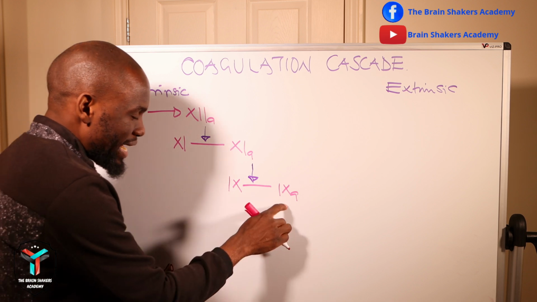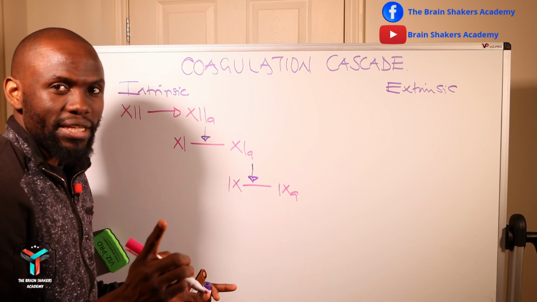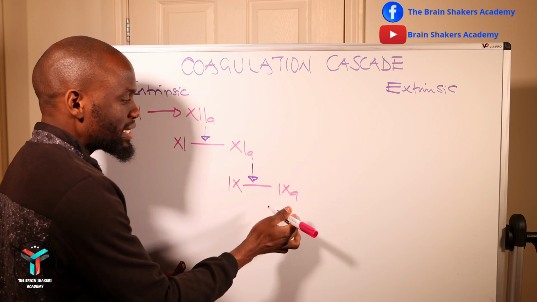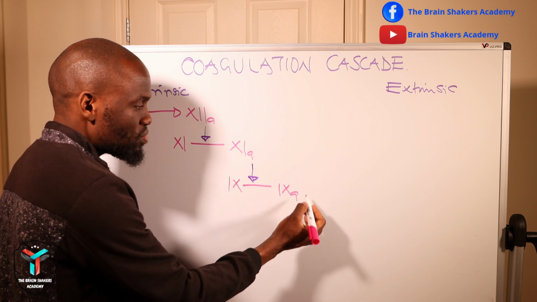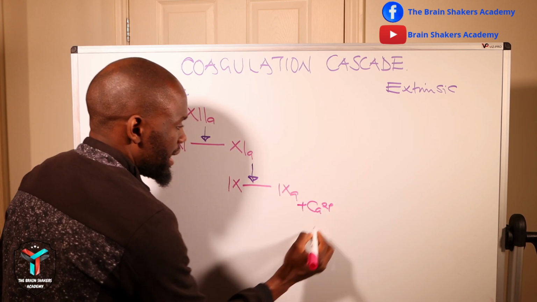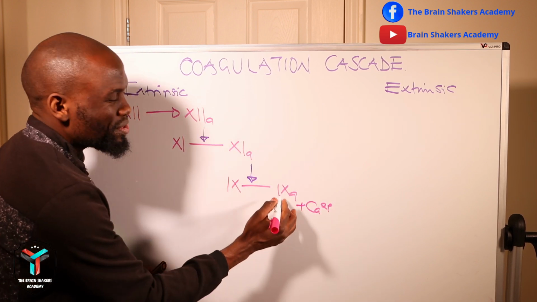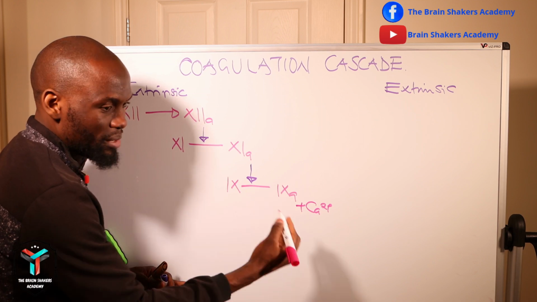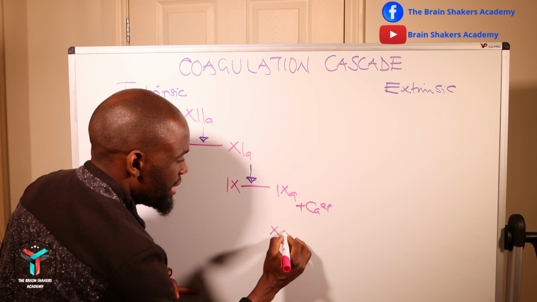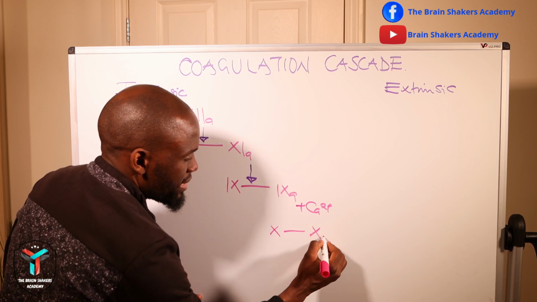Now, factor 9A will then bind to what we refer to as calcium. So it works with calcium. Now, as it works with calcium, so you are going to have calcium here, and as it works with calcium, it will then form a complex that will have the capacity of converting factor 10 into factor 10A.